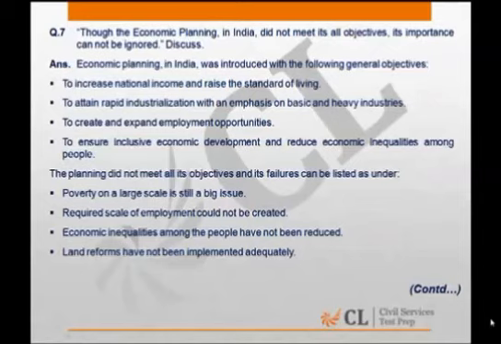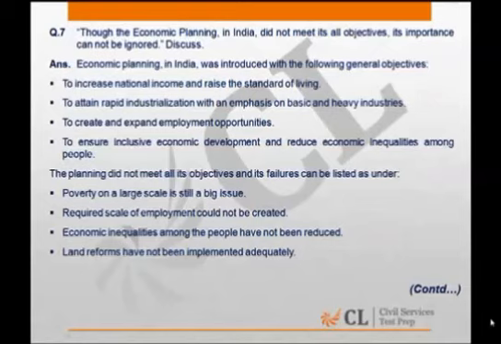The achievement of economic planning is that total income, national income and per capita income have increased. We became self-sufficient in food production, self-sufficient in agricultural production, an industrialized and a developing nation. So it's true that we could not achieve all objectives of economic planning, but we cannot take it for granted that we can discard it also.